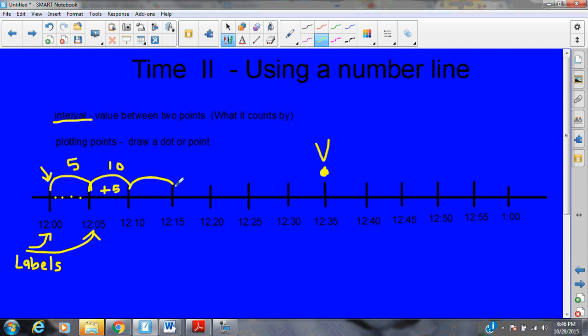So then I've counted a total of 15. Again, this is 15 from the beginning. But from 12:10 to 12:15, I've counted 5. And the reason we've chosen 5 is because a lot of times on a clock, we will count by 5. And you can continue on. You don't even have to stop at 1 o'clock. You can continue on to 1:05. But this is counting time using a number line.